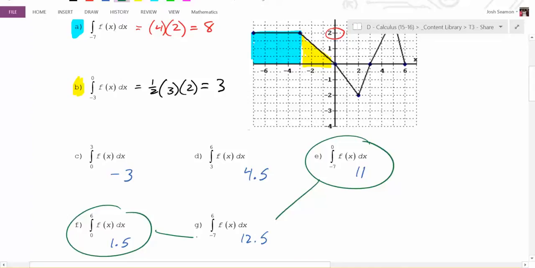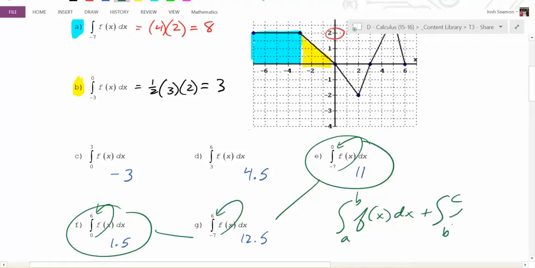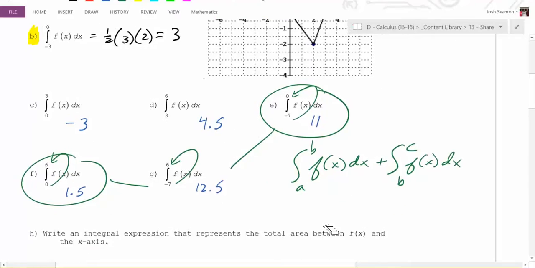You can divide integrals and put them together that way as long as they're integrating the same function. So if you're going from -7 to 0, and then from 0 to 6, that's the same thing as -7 all the way to 6. The integral from a to b of f of x dx plus the integral from b to c of f of x dx is equal to the integral from a to c of f of x dx. And it's important to know you can go in both directions.